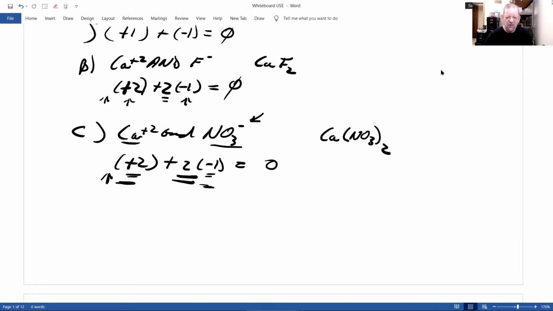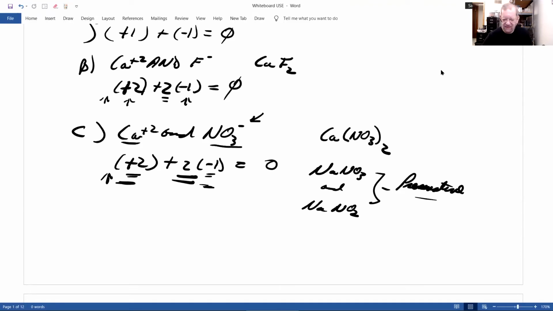Now, quick thing: sodium nitrite and nitrate, I promise, are preservatives in meat.